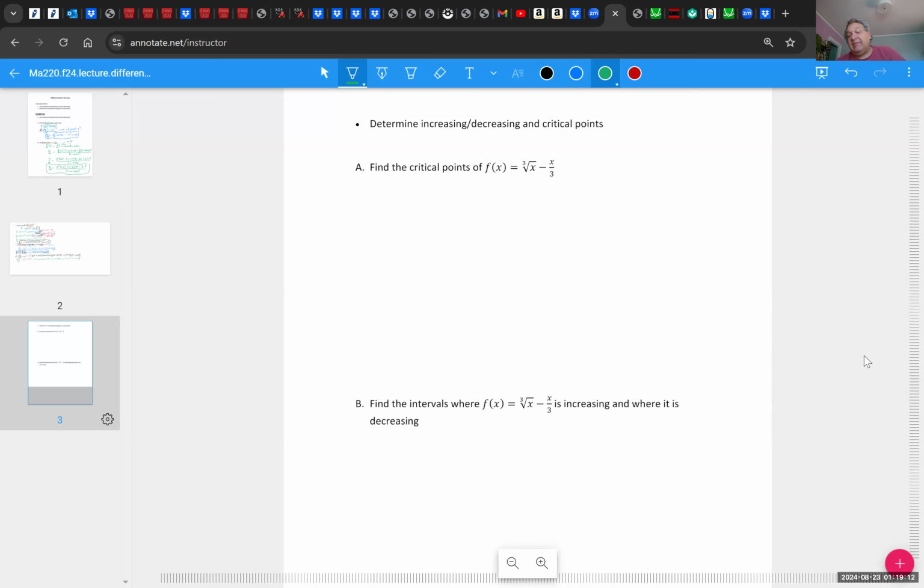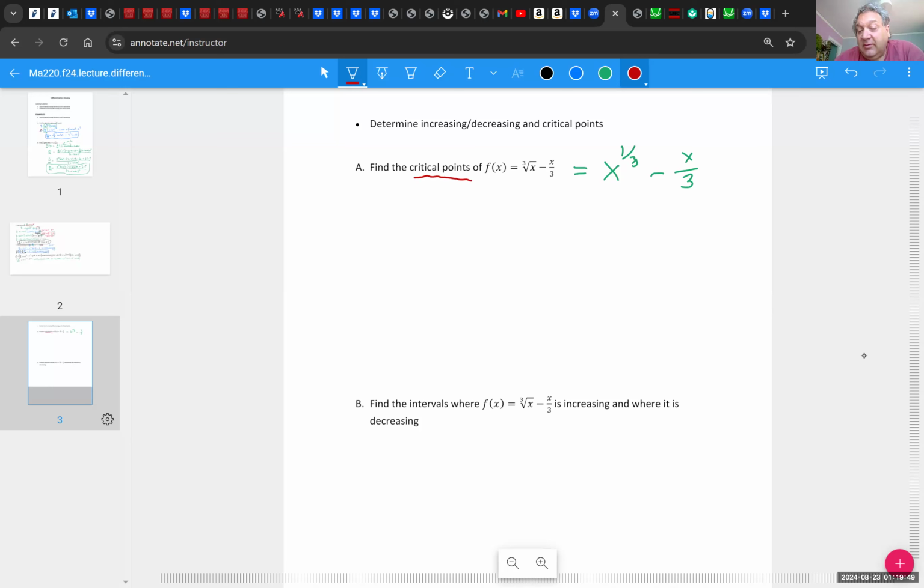All right, so I have this function here, cube root of x minus x over 3, which, if you remember your rules for converting radicals into fractional exponents, is the same as x to the 1/3 minus x over 3. Again, we don't really use calculus or a lot of math with radicals or roots. We convert them into fractional exponents. All right, so this problem asks us to find the critical points.